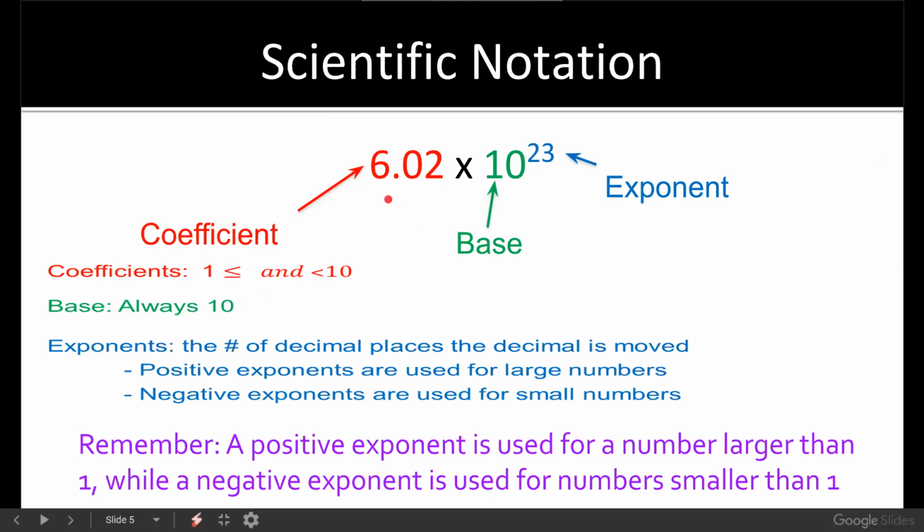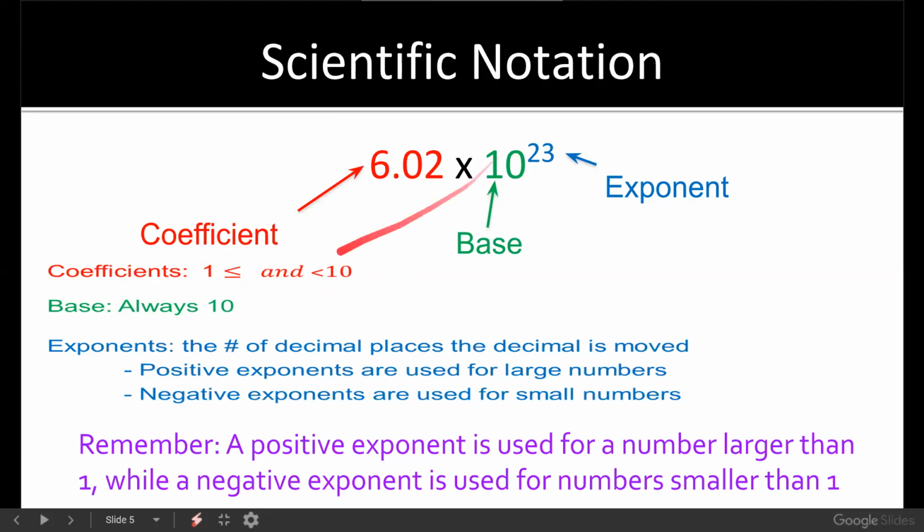So in this case, we have 6.02. If it was 60, you would always put the decimal where the 6 is. So if this was 602, the decimal is always going to go here because that coefficient always is going to be greater than 1 and less than 10.